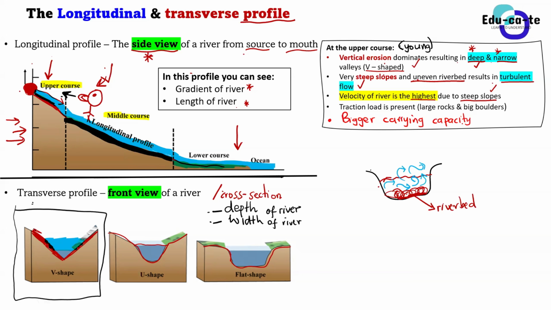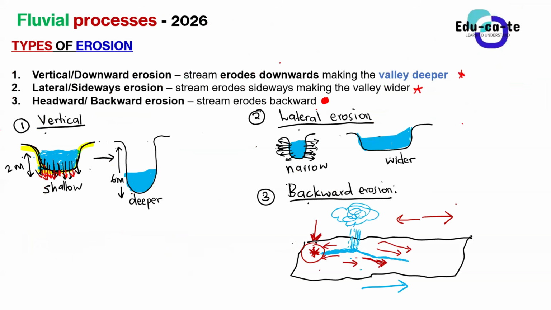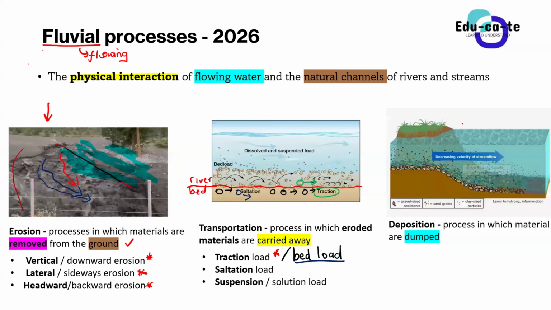All right. So, for example, guys, remember when we explained these three flowing processes, we said that the river removes materials from the ground and it carries them downstream.